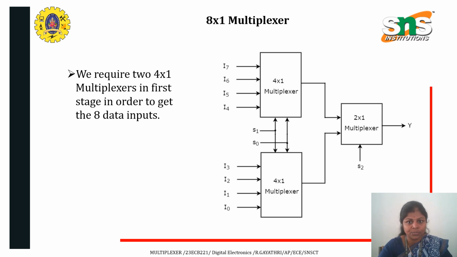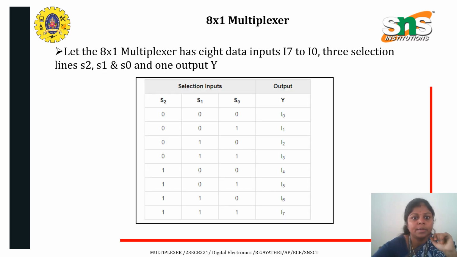Then coming to the 8 cross 1 multiplexer. The 8 cross 1 multiplexer is designed by using two 4 cross 1 multiplexers, which has 8 inputs and one output. We require 4 cross 1 multiplexers with selection lines S0 and S1, which are common for both 4 cross 1 multiplexers. Next is the 8 cross 1 multiplexer truth table, which has selection lines from S0 to S2, and the output will be Y.